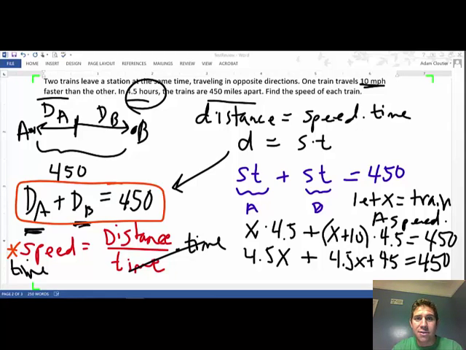Always double check your answers. At the very end, I want you to say something like, the speed of the train is blank miles per hour. Make sure you solve for x to get that blank.